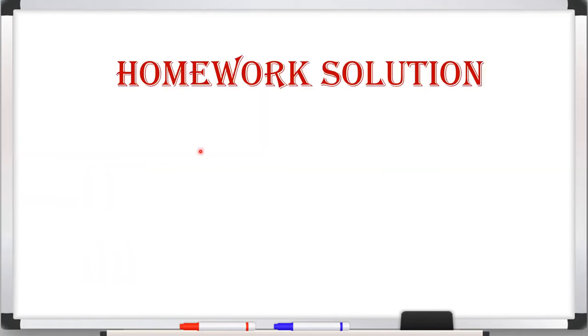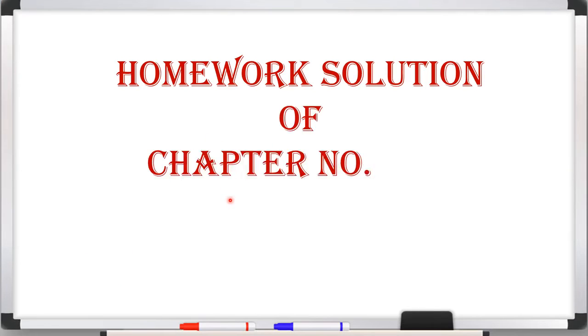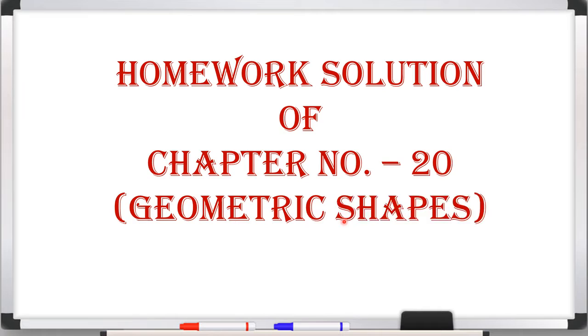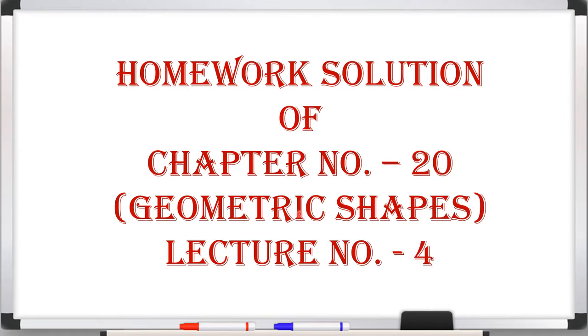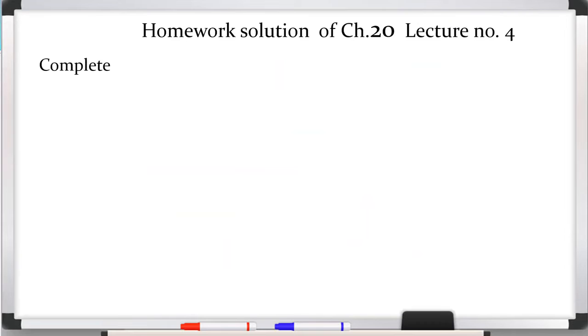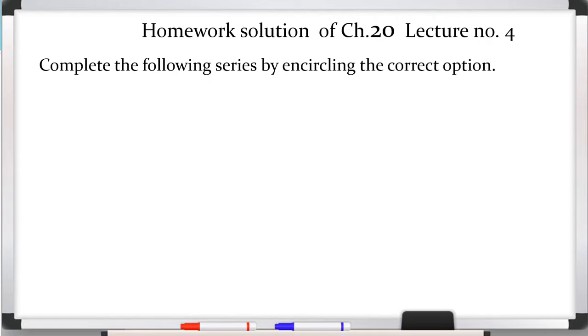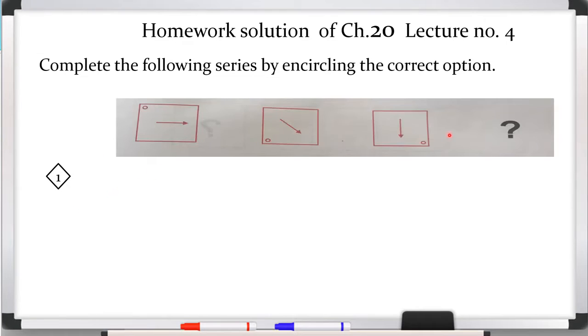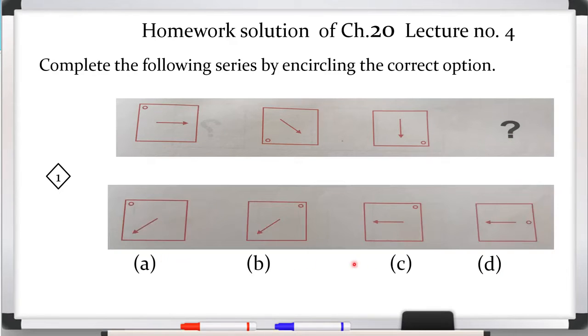Now, homework solution of chapter number 20 and lecture number 4, geometric shapes. I had given you questions related to series. Complete the following series by encircling the correct option. So here it was given in question number 1 this figure and we have to find out the next one and we have four options A, B, C and D. So first we will observe and then we will find out the next series.